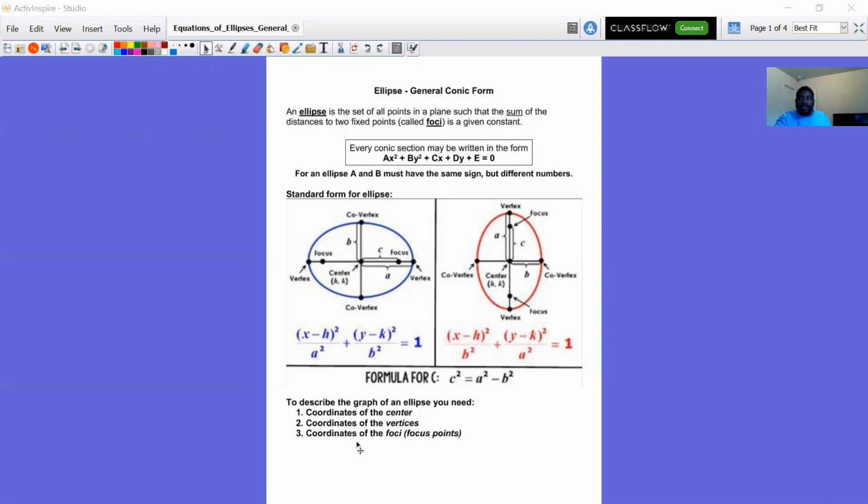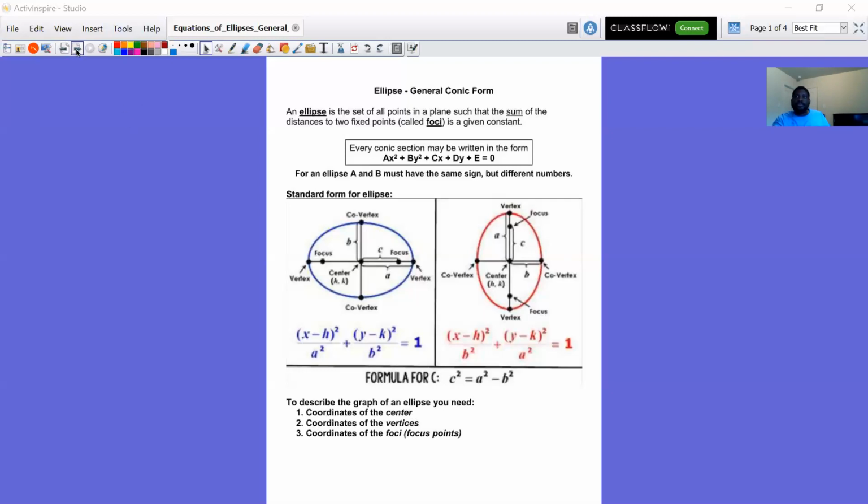And then 3, you need the coordinates of the focus points, or the foci, which are 2 points. One is to the left of the center, and one's to the right of the center in the blue ellipse. And then if you have the red ellipse, you have the focus points, one at the top and one at the bottom of the center.